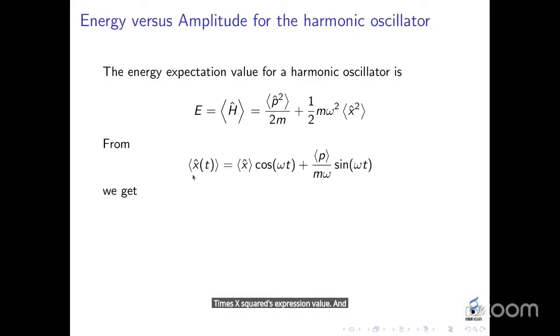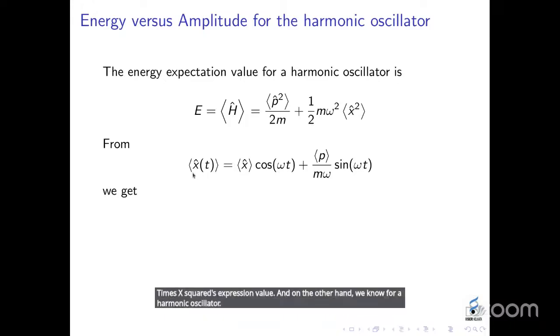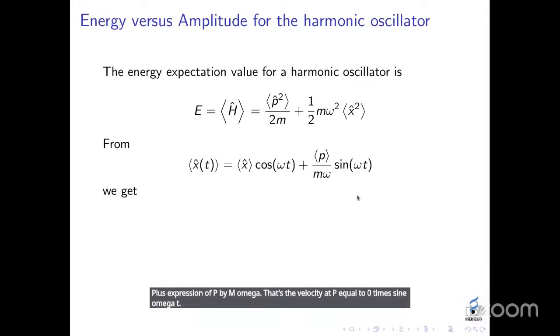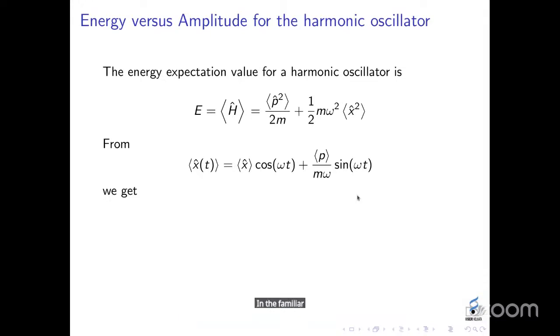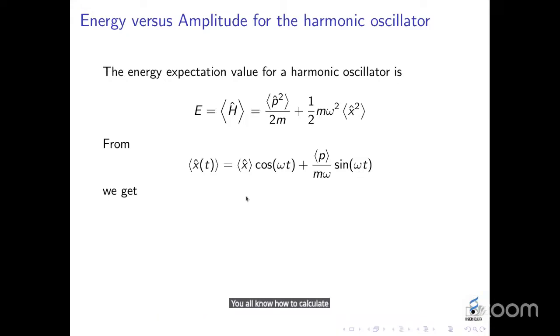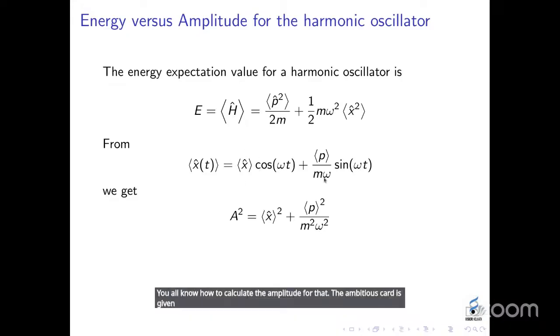And on the other hand, we know for a harmonic oscillator, the expectation value of x at time t, this is what the Ehrenfest theorem told us, is the expectation value of x at time 0 times cosine omega t, plus the expectation value of p by m omega, that's the velocity at t equal to 0, times sine omega t. Again, the familiar classical oscillation formula. Now, given this, you have a cosine term and a sine term. You all know how to calculate the amplitude for that. The amplitude squared is given by this squared plus this squared.